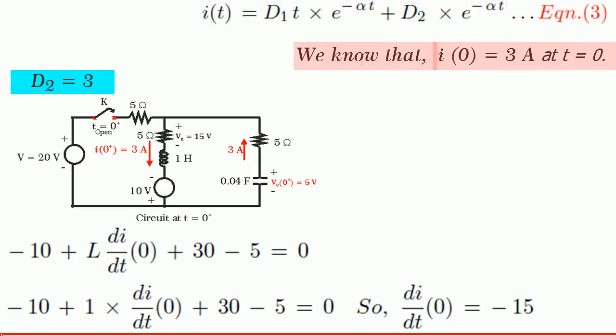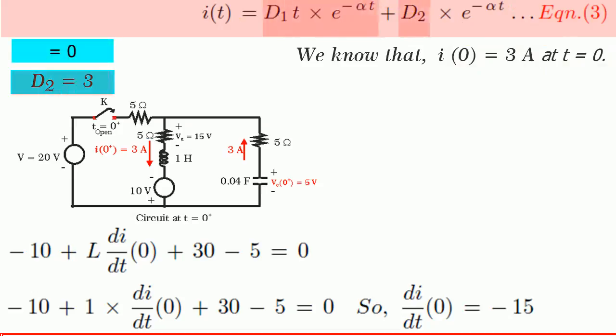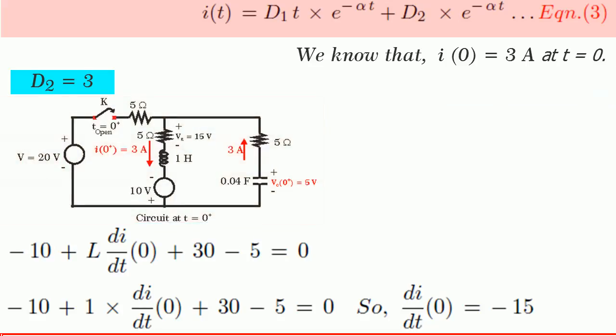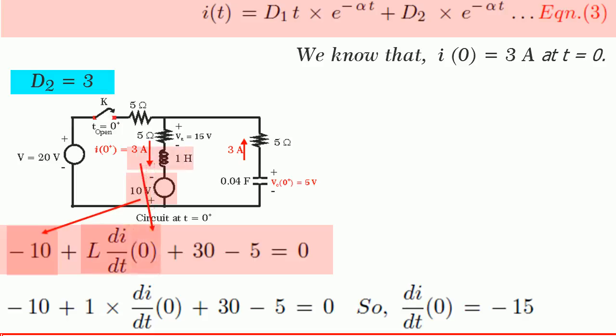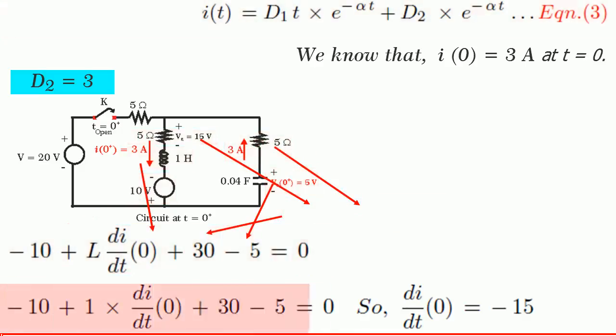We know that i(0) is equal to 3 amperes at t equal to 0. Hence, by substituting in the equation of i(t), we get d2 equal to 3. Now, to get di/dt from the circuit at t equal to 0 plus, we get minus 10 plus L di/dt(0 plus) plus 30 minus 5 equal to 0, from which we get di/dt(0 plus) equal to minus 15.